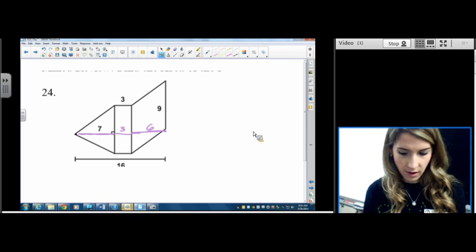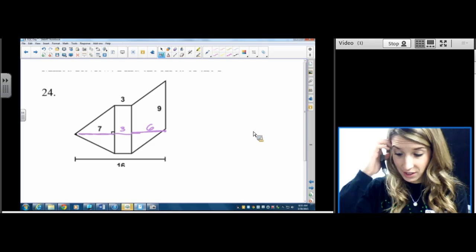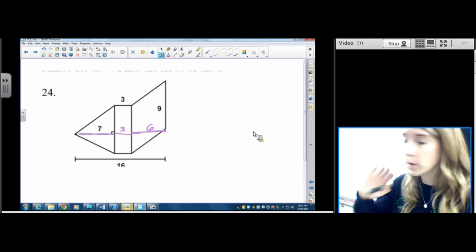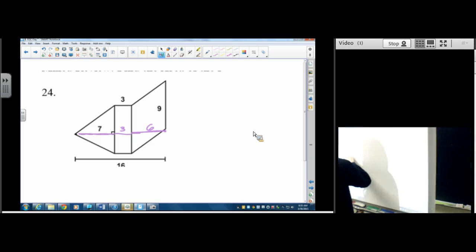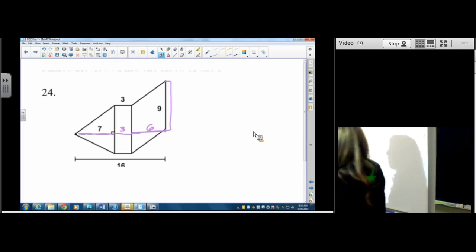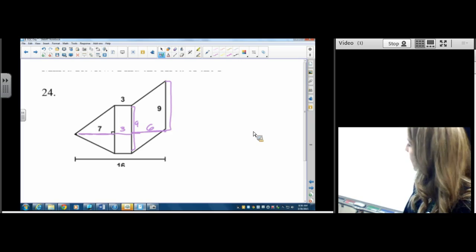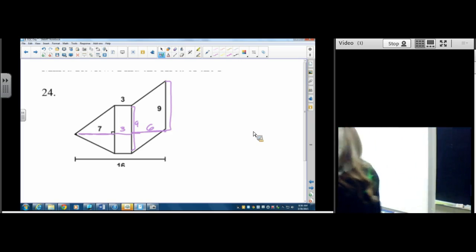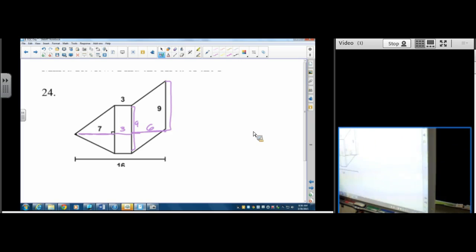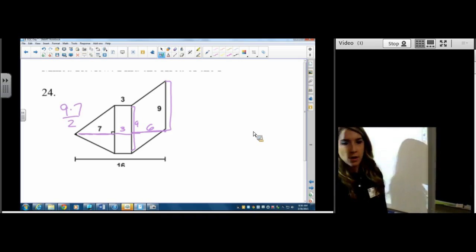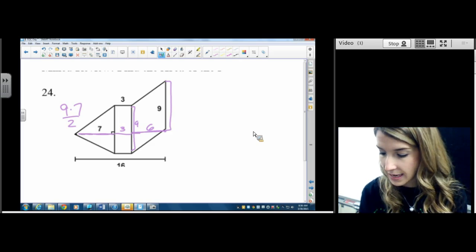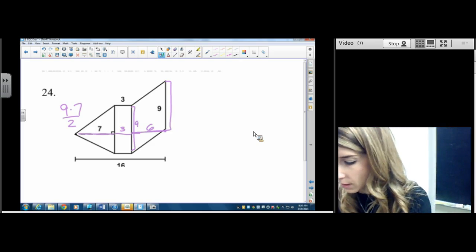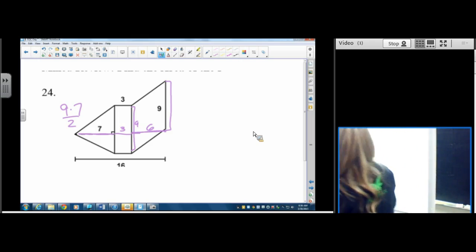Since it's a parallelogram, opposite sides are congruent. So we are allowed to assume, we're not even assuming, we know that this is 9. I think we have all the information we need. For this triangle, it is base times height divided by 2. The base is 9 because we got that from the parallelogram. The height is 7. 9 times 7 divided by 2 is 31.5.